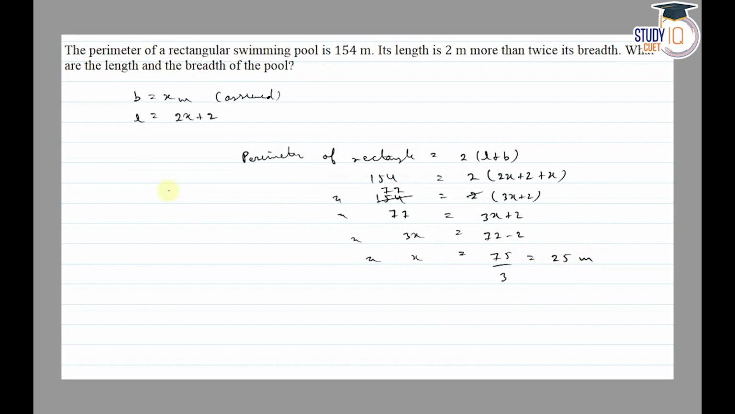25 मीटर. सो लेंथ इज इक्वल टू 2x plus 2 is equal to 2 into 25 plus 2 is equal to 52 meter, and breadth is equal to x is equal to 25 meter. So हमें find out करनी थी what are the length and the breadth. So length हो जाएगी 52 meter and breadth 25 meter. Thank you.